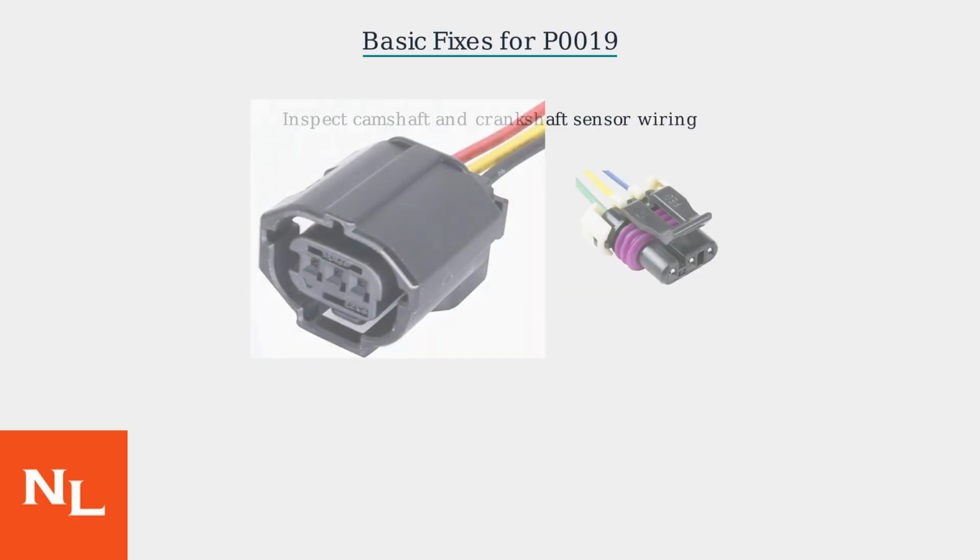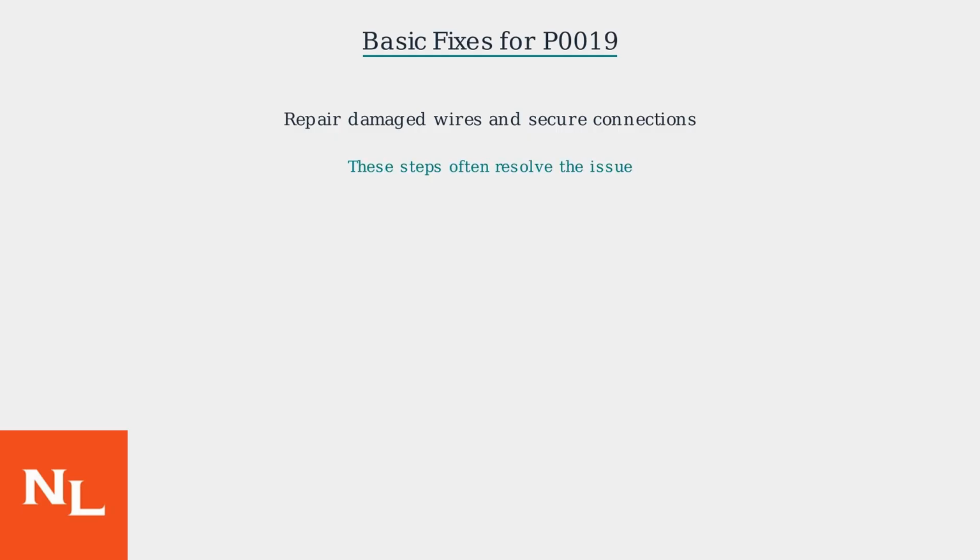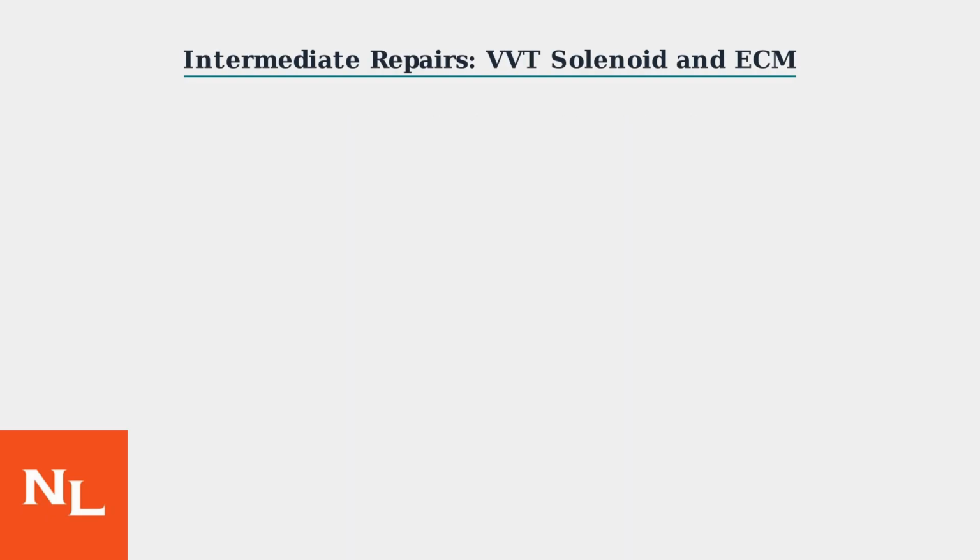Next, inspect the wiring and connections to the camshaft and crankshaft sensors. Look for damaged or loose connections that could cause signal issues. Repair any damaged wires or secure loose connections. In many cases, these basic maintenance steps of changing the oil and ensuring good electrical connections will clear the P0019 code.